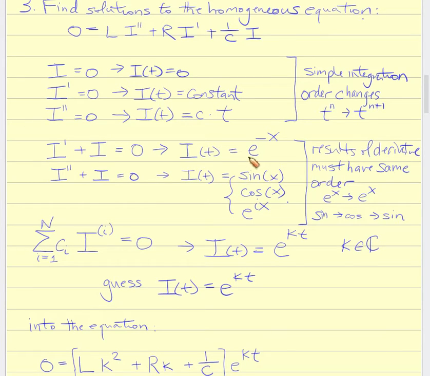And so e to the negative x, when we take its derivative plus itself, we're going to get negative e to the negative x plus e to the negative x, and that gives us 0. So e to the negative x solves this simple situation.